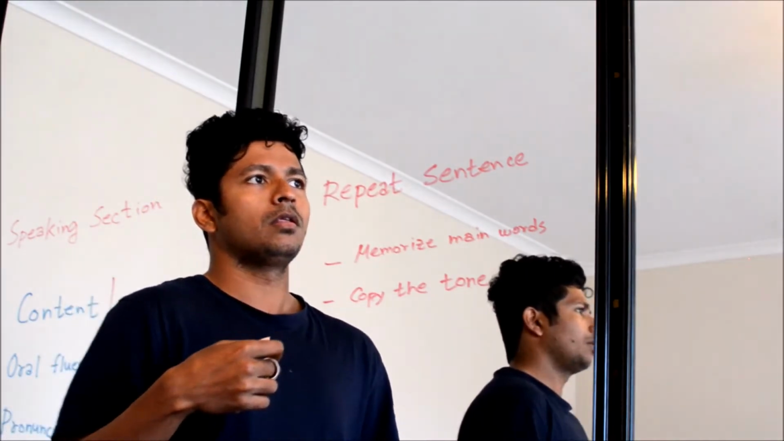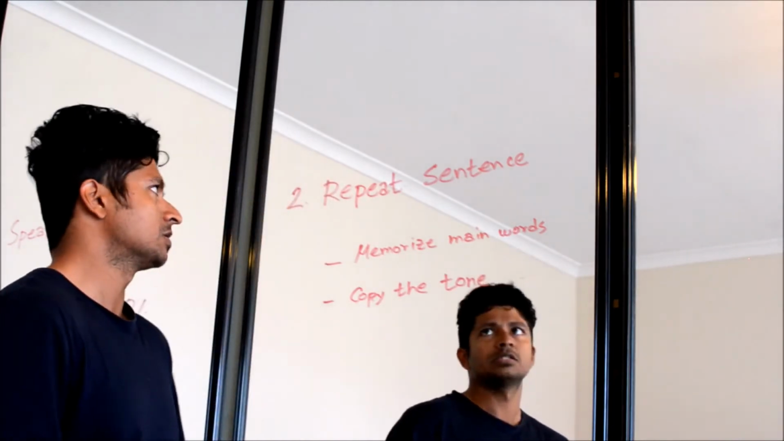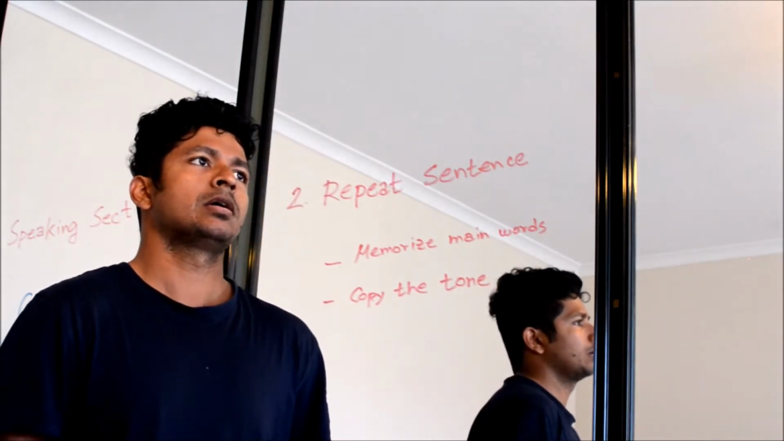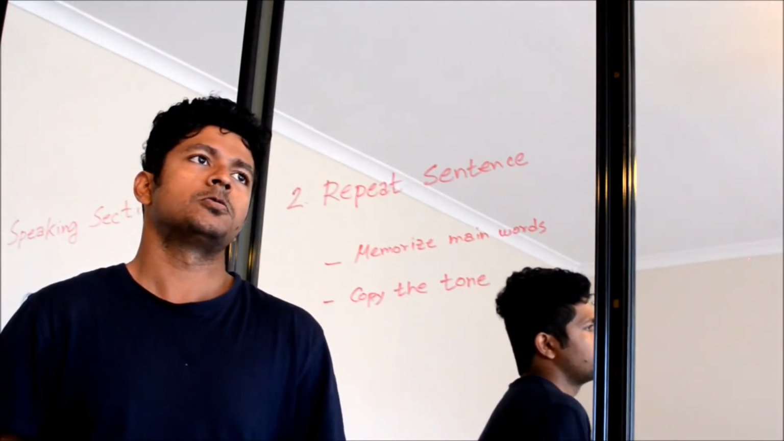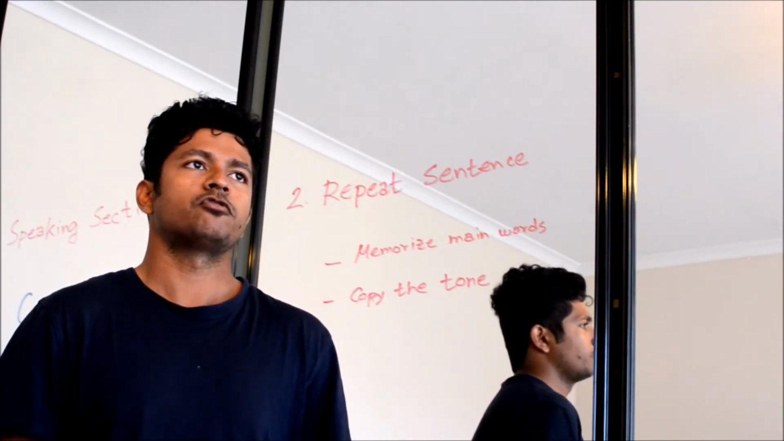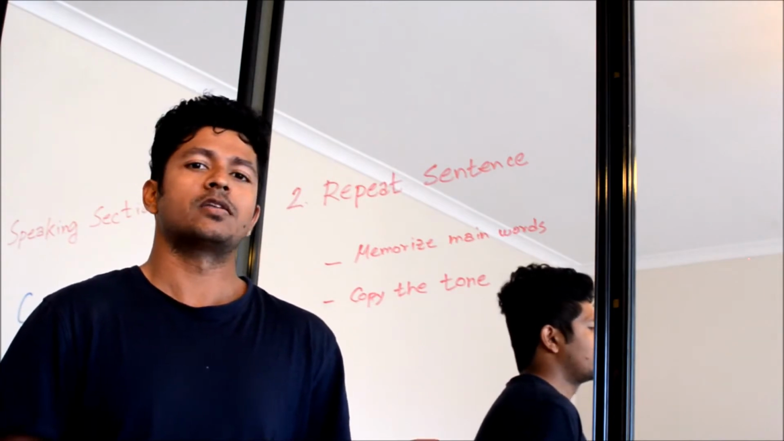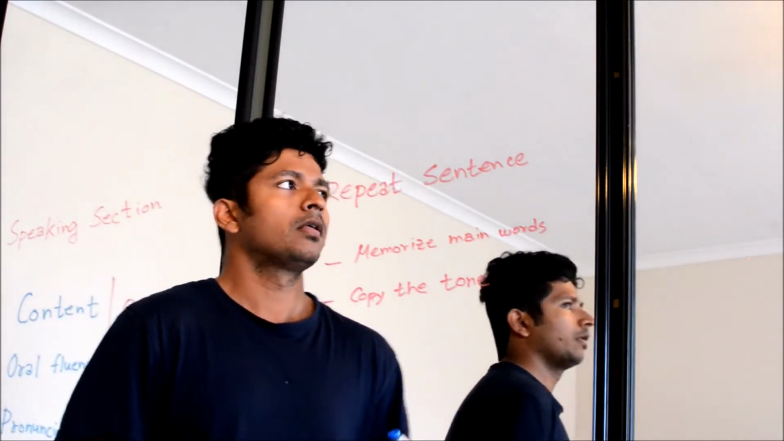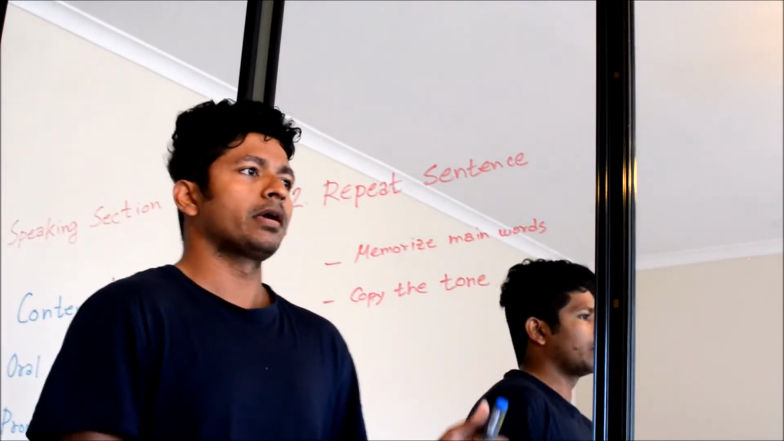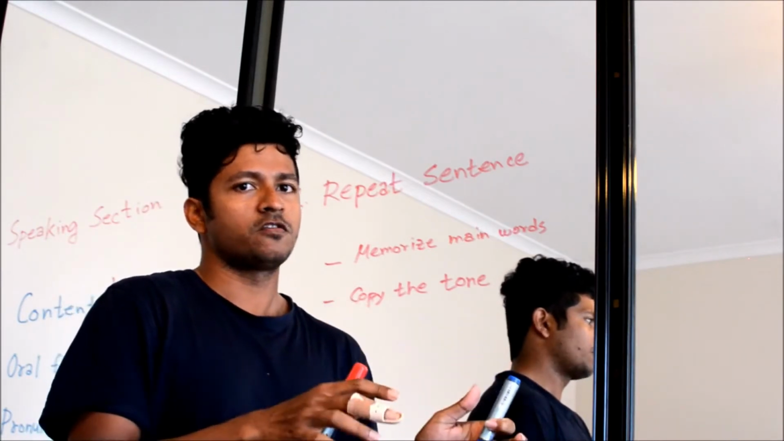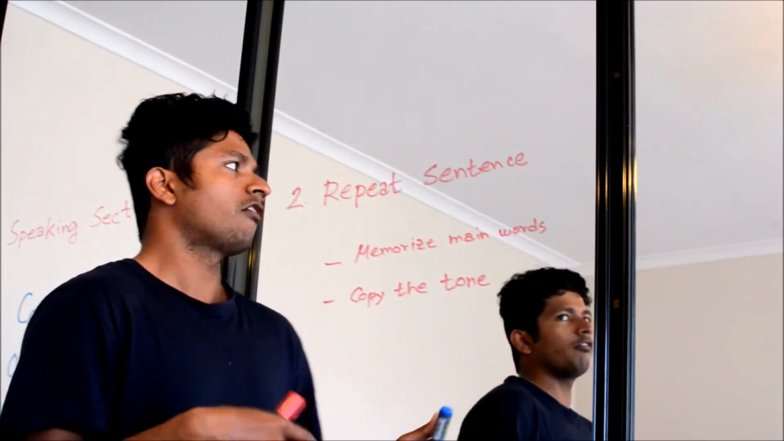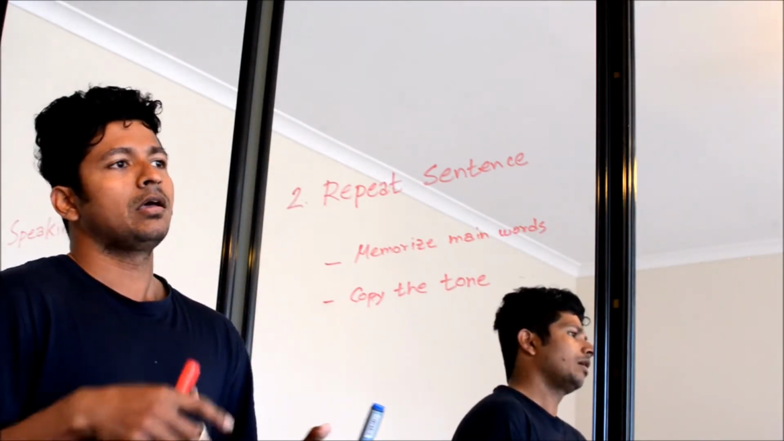A better way to deal with this part is to memorize the main words. So if the person says that in order to maintain the world economic stability, all countries have to come forward and sign a treaty, something like that. Then you have to remember the main words like economic, all countries come forward, sign treaty, those kinds of things. And then you have to organize those in your mind.